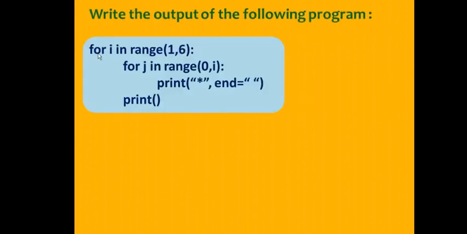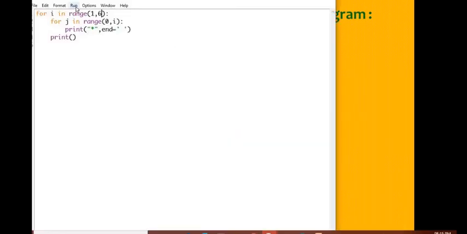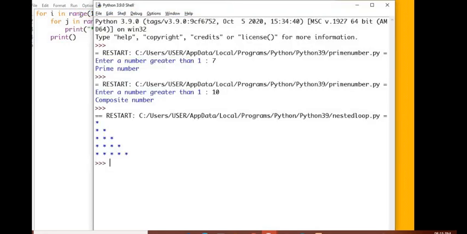Here see this program: for i in range 1, 6, for j in range 0, i. Within the second loop, print star, end equal to space. And this print statement is within the first loop, not within the inner loop. So now let us see the output for this. After that, I'll explain how it works. I'm executing the program. See the output. So you are getting some pattern with stars. So let us see how it works.